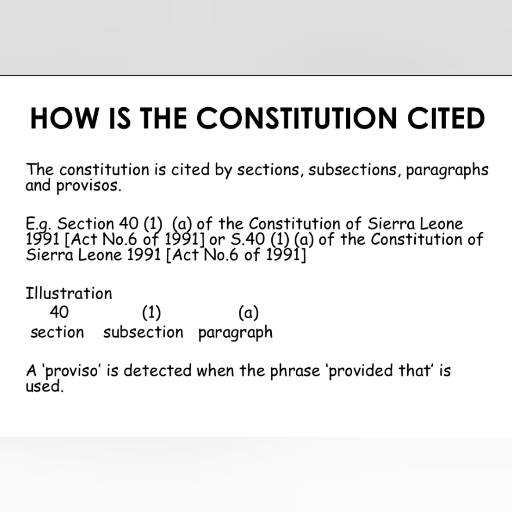So do not be confused when you see two numbers and a letter in a section or in a citation. So you cite this as section 40, subsection 1, and paragraph A. Now, a provision is detected when the phrase "provided that" is used in a section. So that is predominantly used in the 1991 Constitution.